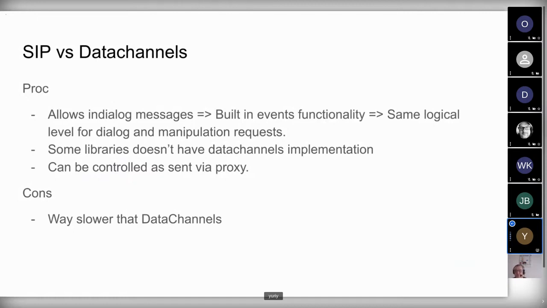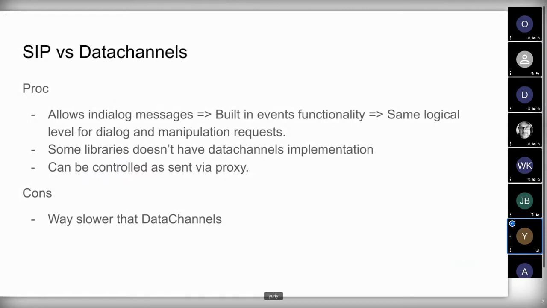Then libraries: some libraries don't have a data channels implementation. For example, for Scala, there is no WebRTC implementation which can be bound to Scala. There is no data channels for GStreamer. Sorry, yeah, we use GStreamer on board the robot, and there is no data channel for now, so we can't use it.